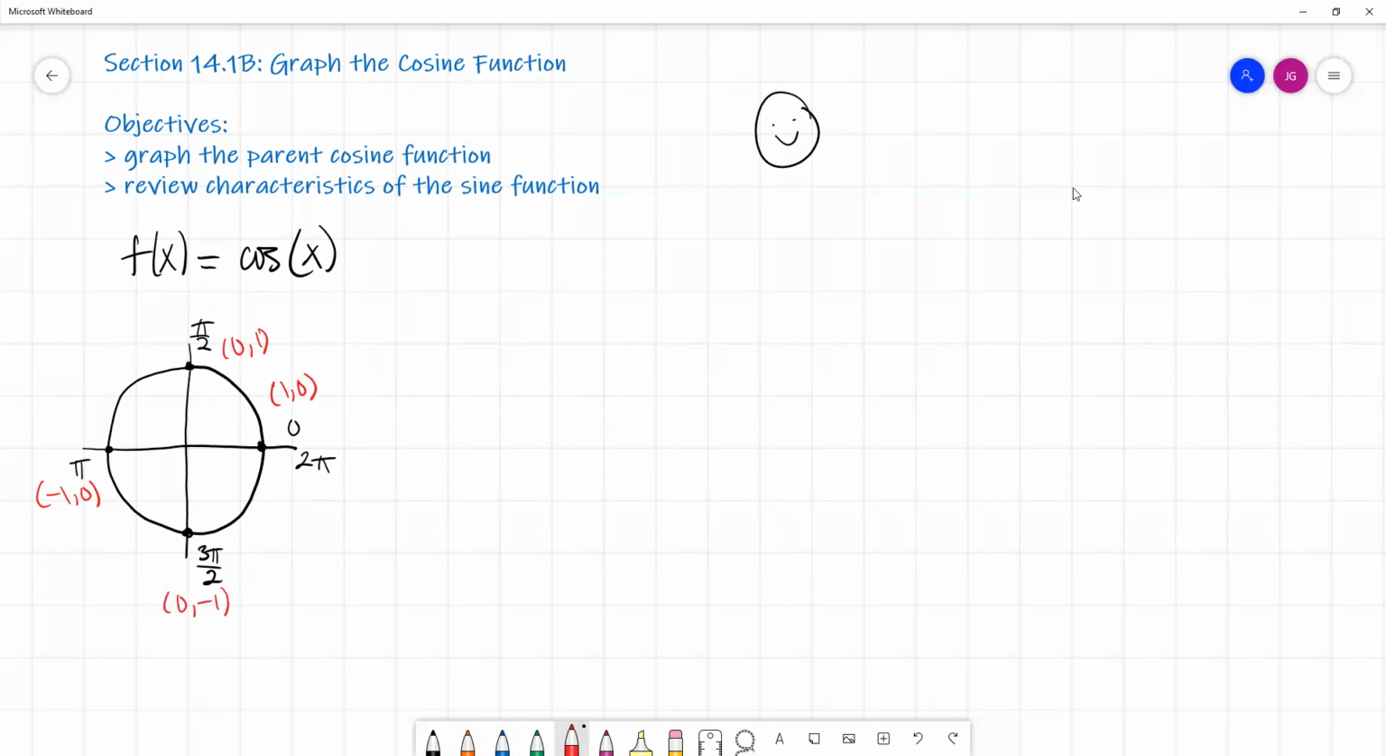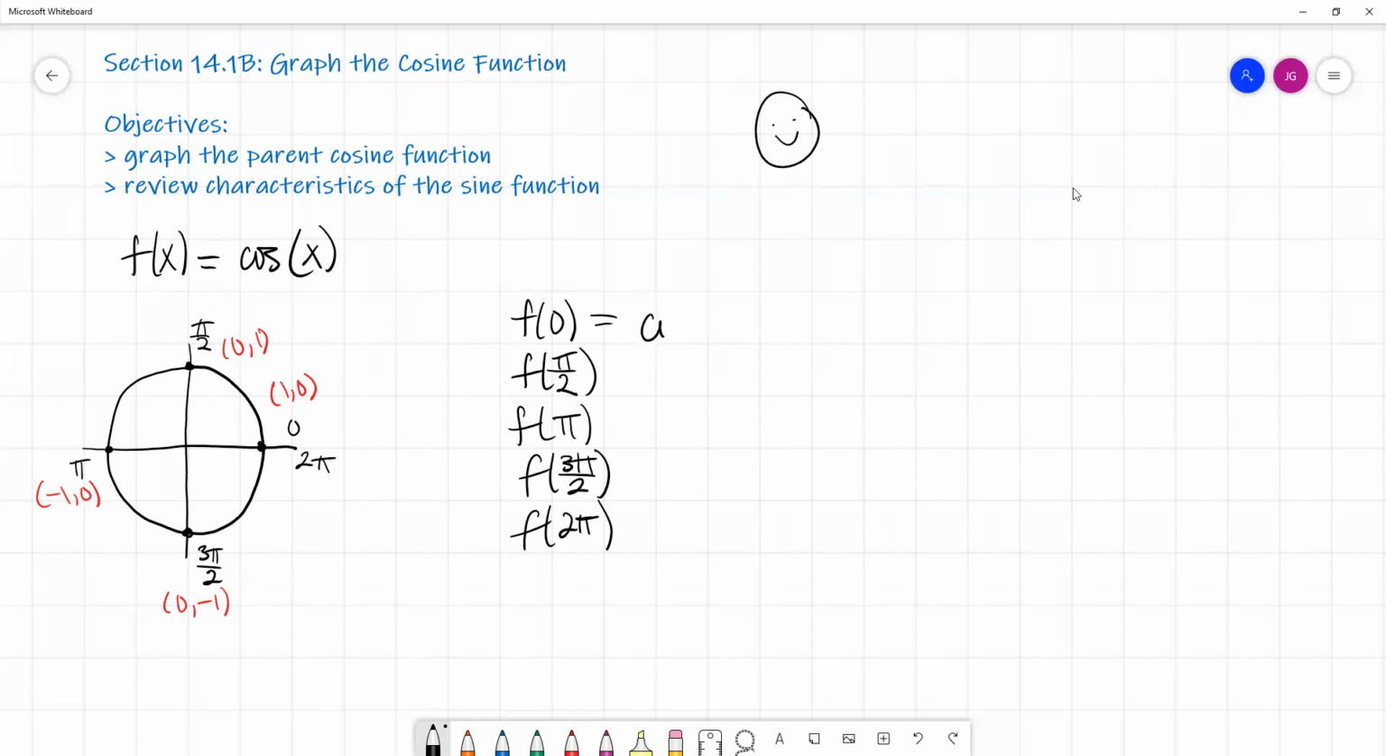Okay. So we're going to do the same thing we did. We're going to evaluate our function at each of those angles. So we're going to do f of 0, f of pi over 2, f of pi, f of 3 pi over 2, and then f of 2 pi. And of course, we can keep going, but we know that this is enough to complete one cycle, one period of the function, the parent function at least. And so it'll just end up looking the exact same, right?